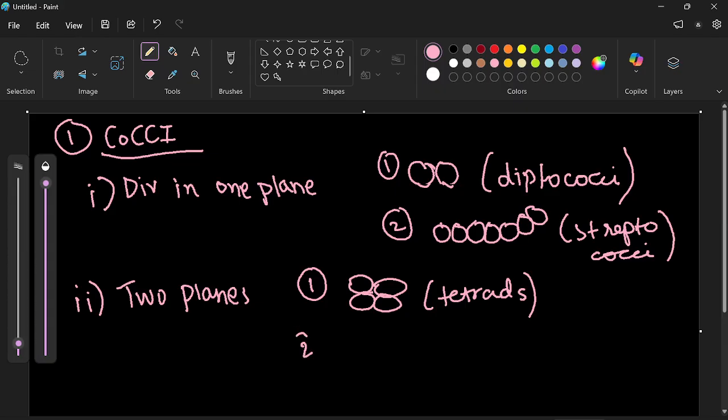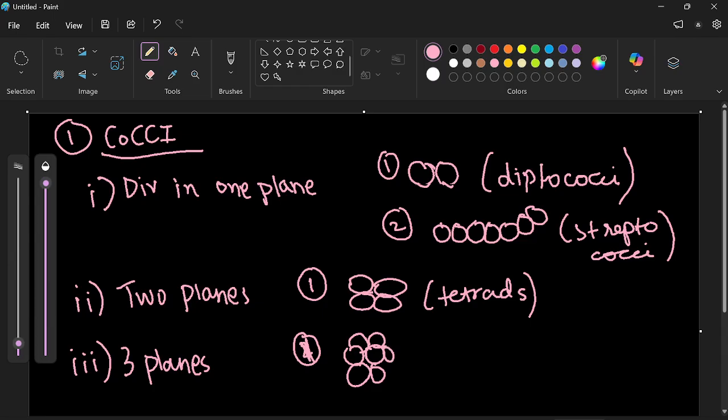The next arrangement possible is division into three planes, one of which is the Sarcina, and it is the only one which occurs in groups of eight. Basically, I have to show the eight one. So these are two more. We can see them. Yeah, these are Sarcinae.